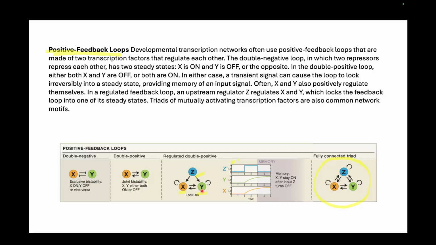This is how you predict how the system will behave, because if you have networks like these or these, any kind of networks, what you do is you try to model them and check how that particular thing is varying with time. So developmental transcription networks often use positive feedback loops that are made of two transcription factors that regulate each other. So these are types of loops that you will find in itself only.